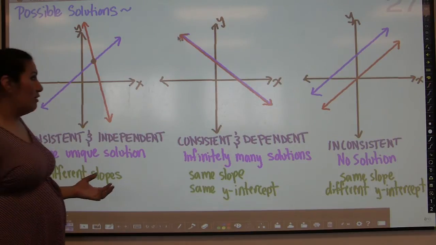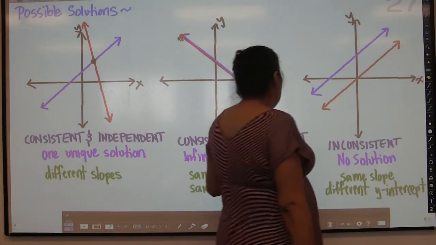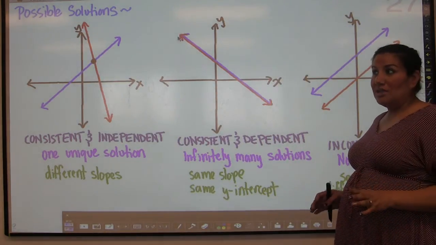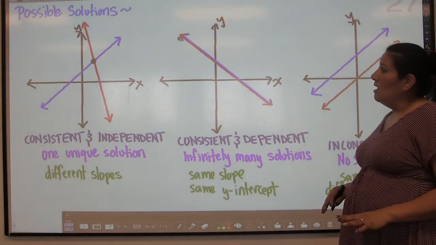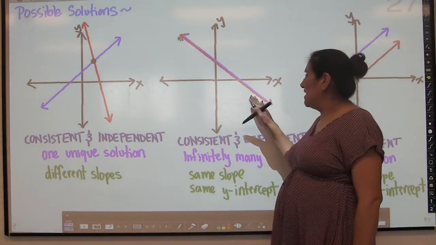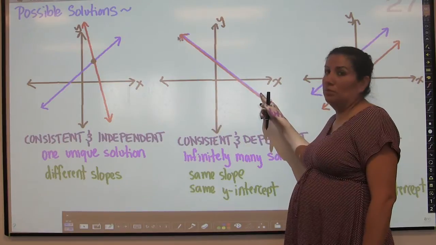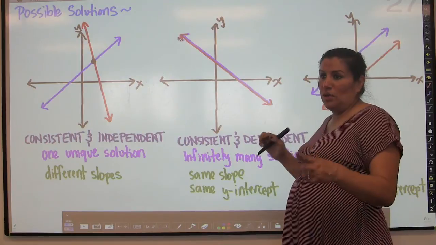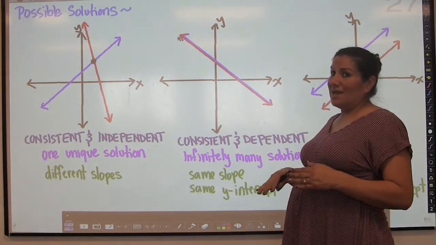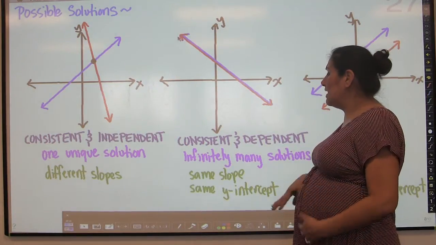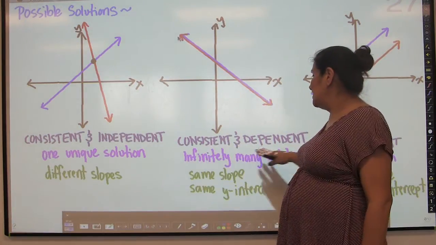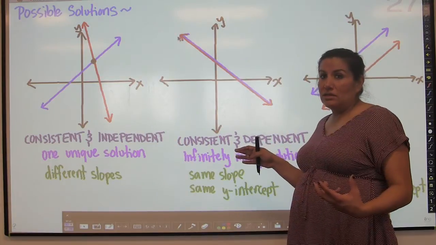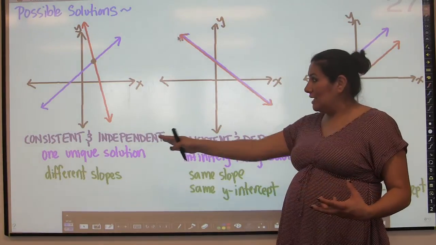Then we have a second scenario, and what I tried to show you here is basically sometimes when you graph the two lines, they actually end up being the same exact line. Technically, they're not on top of each other because I wanted you to see both the blue and the red. But the idea here is that you have the exact same line. There's two equations, but they actually form the exact same line. In that case, you have what we call a consistent and dependent system.